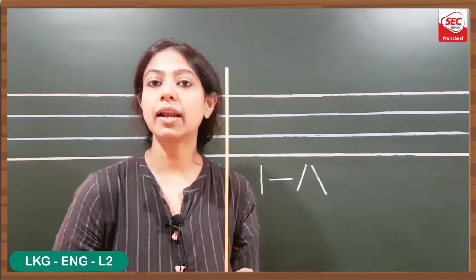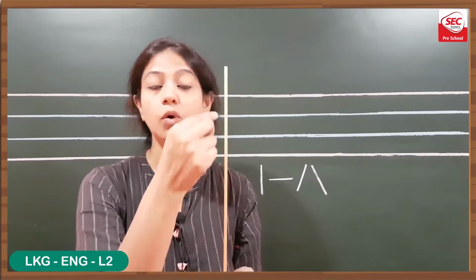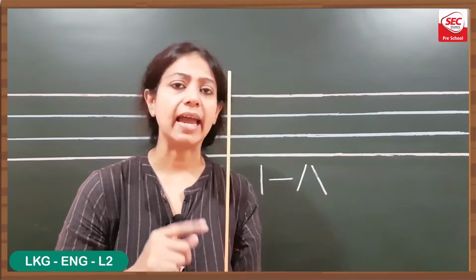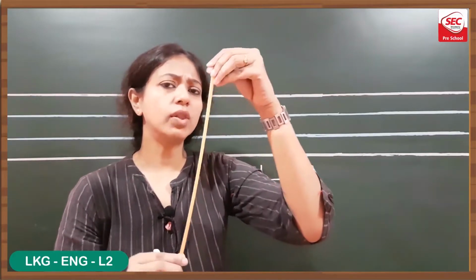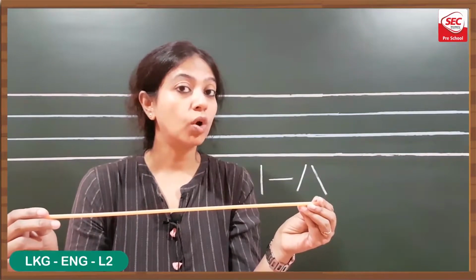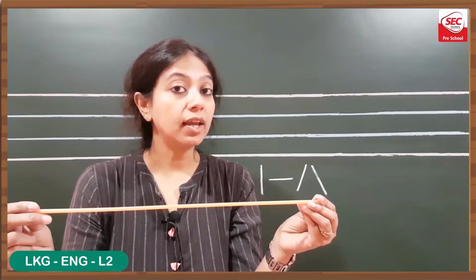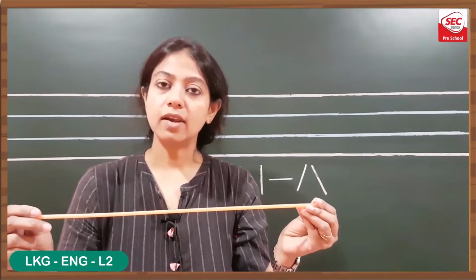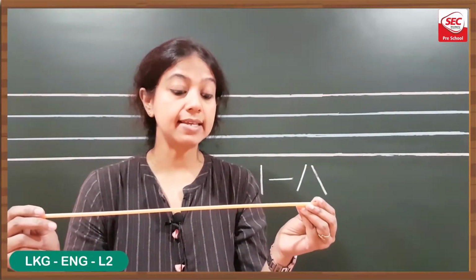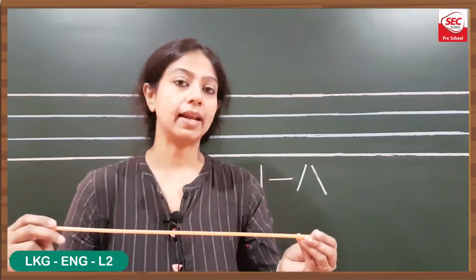Right now it's looking like a standing line, okay? I'm holding it this way, so this straw is looking like a standing line. But if I hold the straw in this way, अगर ये straw मैं ऐसे पकड़ूँ तो हम इसको क्या बोलेंगे? This straw then will look like a sleeping line. Yes, it looks like a sleeping line.